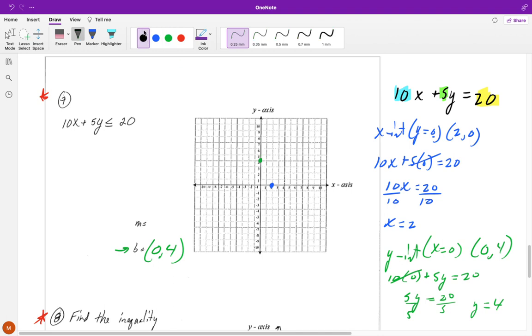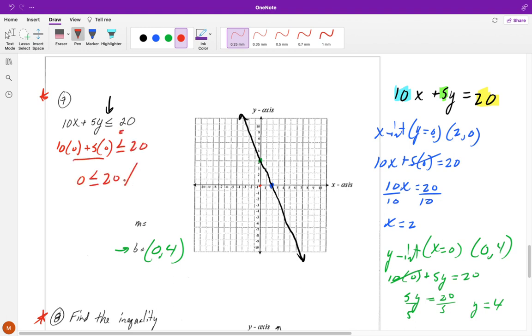All right, so now I look back at my original problem and say it's equal to, so this is a solid line. So once again, yours will look better than this because you'll actually be able to use a straight edge, unlike me here. All right, now I look and say, okay, what point am I going to pick? Because I need to color it in. Since (0, 0) does not fall on the line, I'm going to pick that one. So 10 times 0 plus 5 times 0, is this less than or equal to 20? Well, this zeroes out, and 0 is less than or equal to 20, so I know that that point is in the solution region, so I'm going to color it.